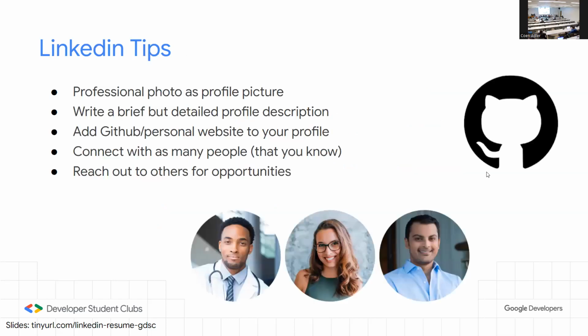So some LinkedIn tips. This is a professional platform, so you do want to have a professional photo. And fun fact, LinkedIn was actually the first social media. But besides that, you do want to write a brief but detailed profile description. I like to just put my name, the school that I go to, what I'm studying, and what your career aspirations are. And if you do have a GitHub or personal website, you should also add that as well.